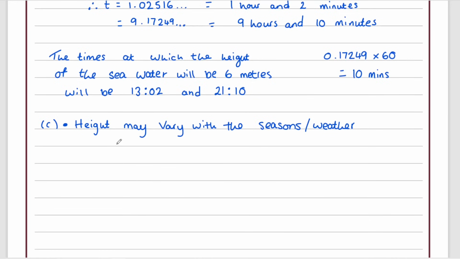Okay, and there we have it. So that brings us to the end of this question, and that brings us to the end of this exam paper. So this was paper 1.